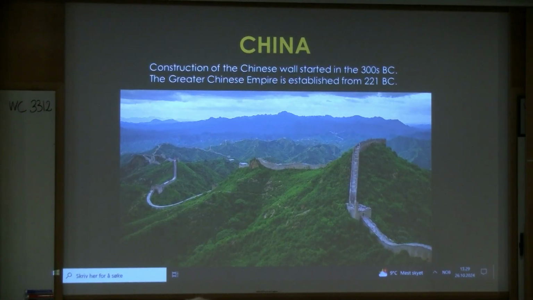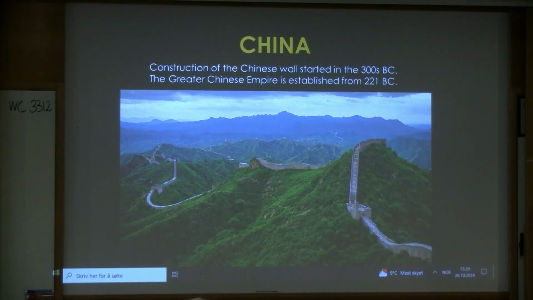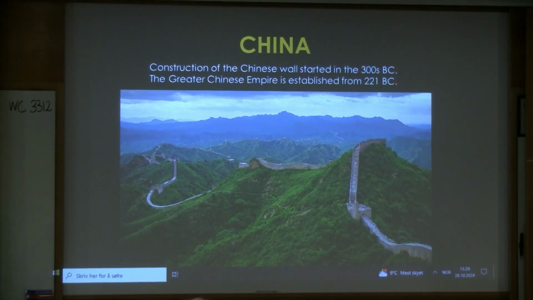China also flourished during these warm centuries before BC, and the Greater Chinese Empire, we often say, was established from 221 BC. The construction of the Great Wall started during the same period. They had invasions from the north, but it was not stabilized, and they built the Great Wall to prevent any more of that.